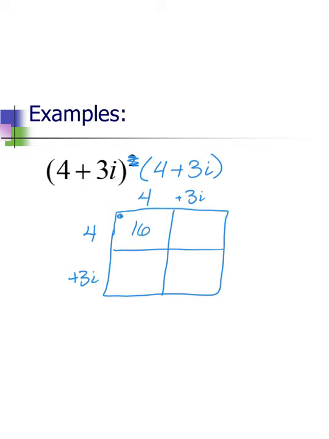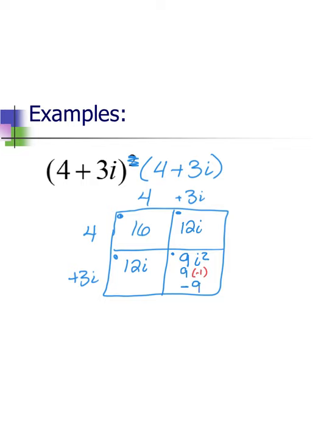4 times 3i for this box, I get 12i. 4 times 3i for this box is another 12i. 3i times 3i is 9i squared. Now again, i squared is negative 1, so that box really becomes 9 times negative 1, which is negative 9.